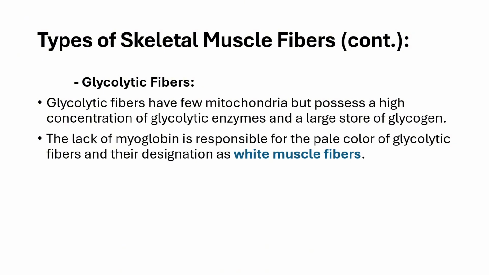Glycolytic fibers contain little or no myoglobin, which is the oxygen binding protein. As a result, they lack the dark red color seen in oxidative fibers and instead appear pale. This is why glycolytic fibers are often called white muscle fibers.